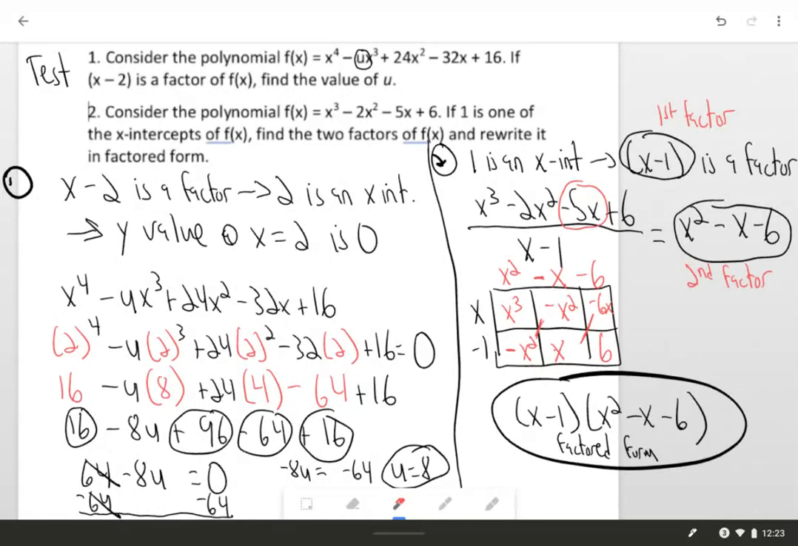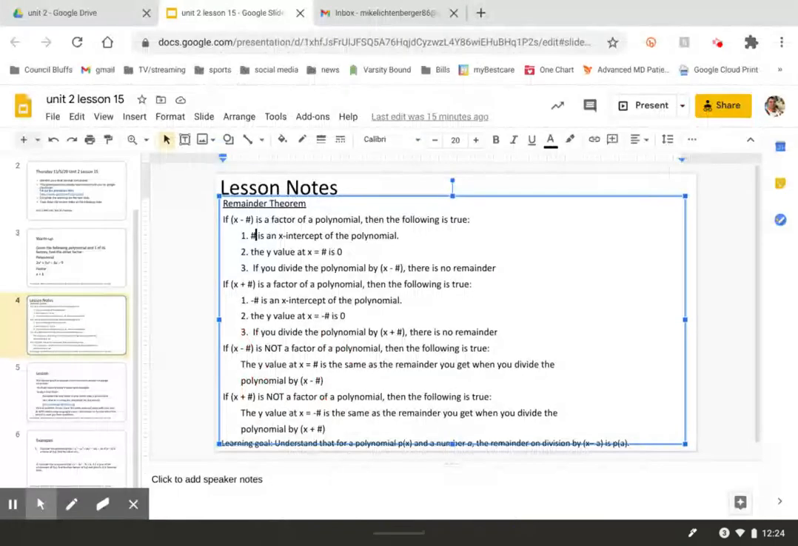So for example, if I said negative 2 is an x-intercept, then that would mean x plus 2 is a factor. Remember, we do that sign switch. If 5 is an x-intercept, then x minus 5 is a factor. If negative 7 is an x-intercept, then x plus 7 is a factor. Okay? That is it for lesson 15.